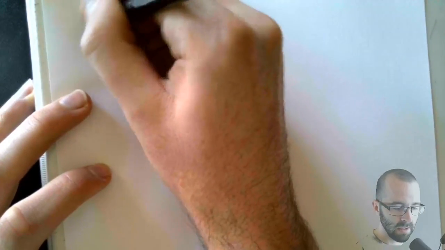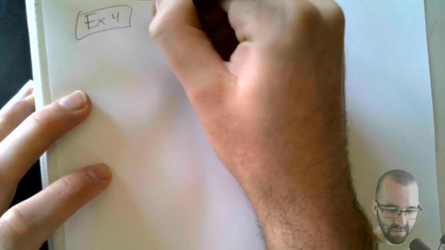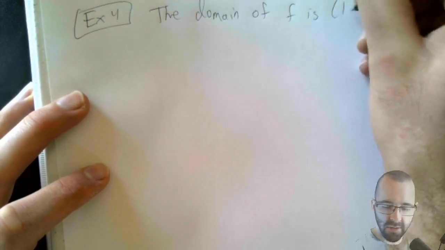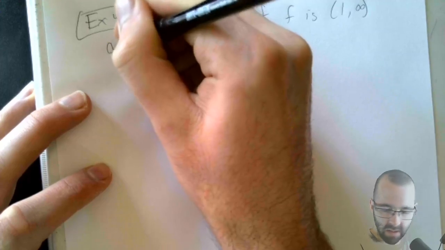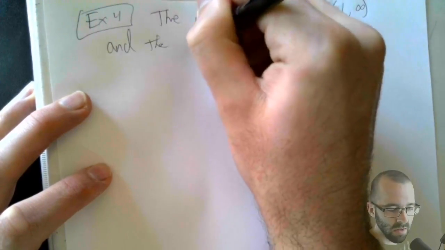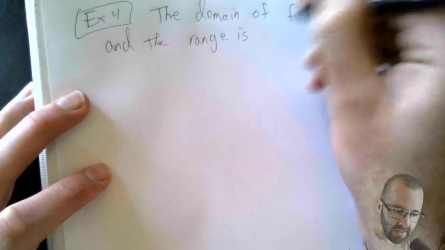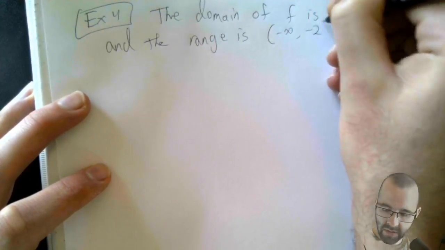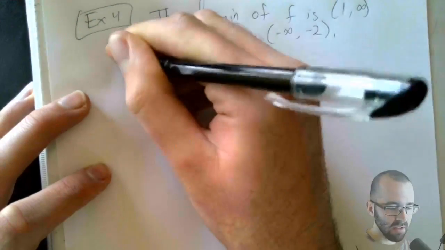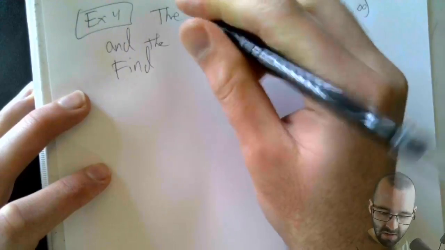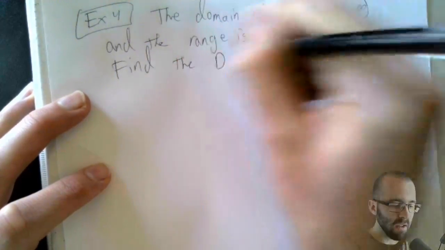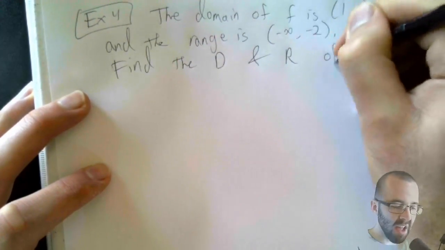All right, so example 4. The domain of f is the interval 1 to infinity, and the range is the interval negative infinity to negative 2. Question is, find the domain and range of f inverse.